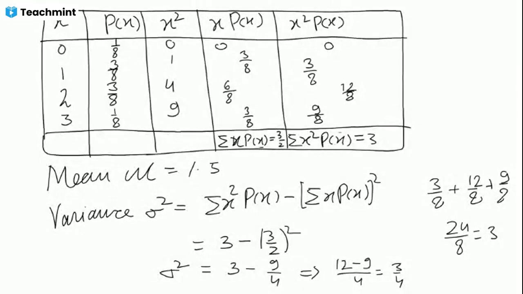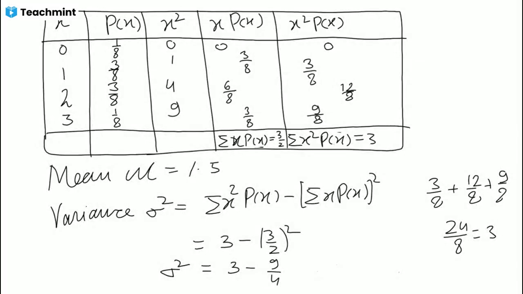In sigma square, 12 minus 9, how did we get the 12? Actually, 3 is 12 by 4. 3 square is 9, and 2 square, we have whole square here. Because summation x into p(x) is 3 by 2, obviously we are squaring it here.